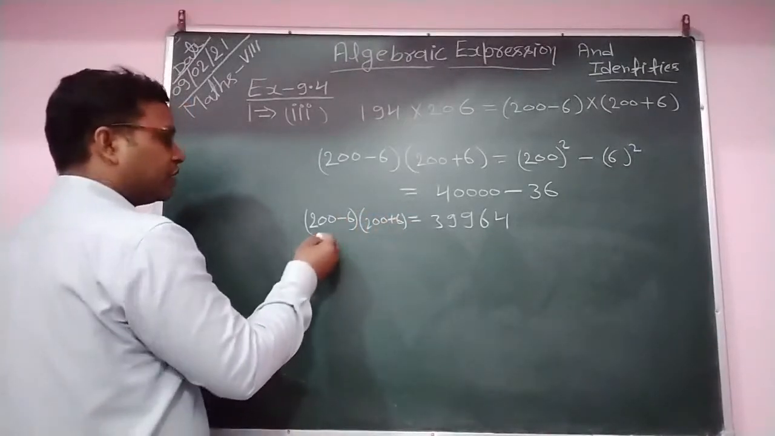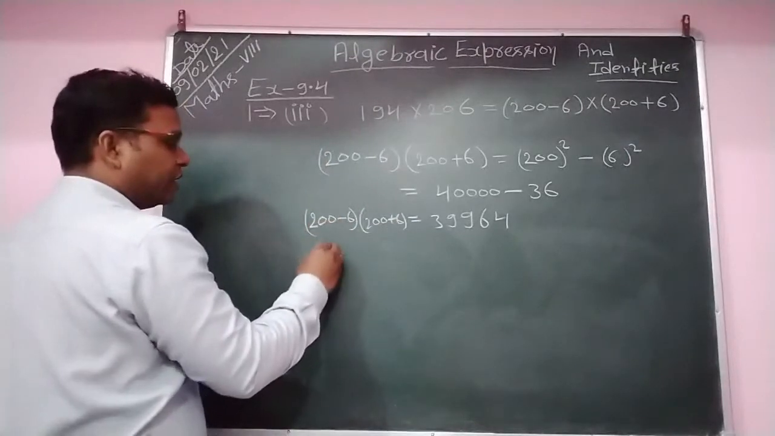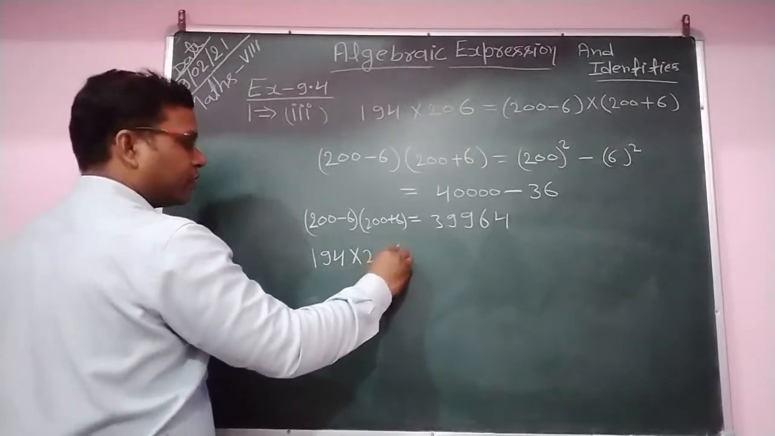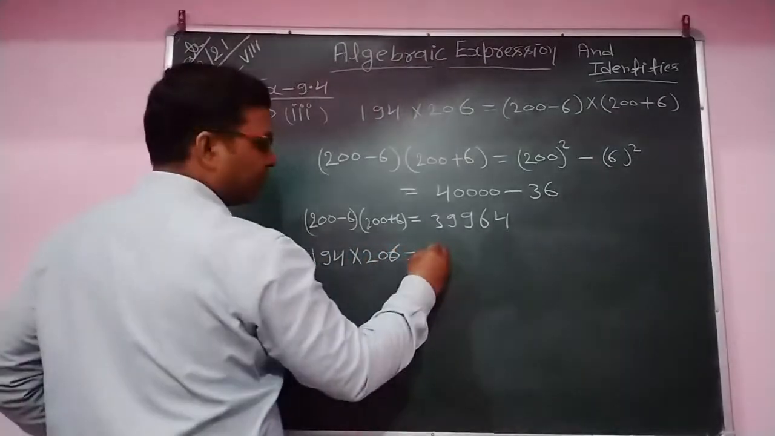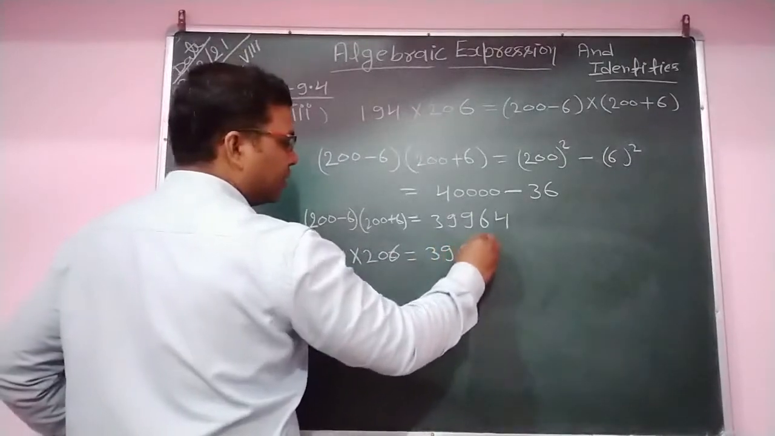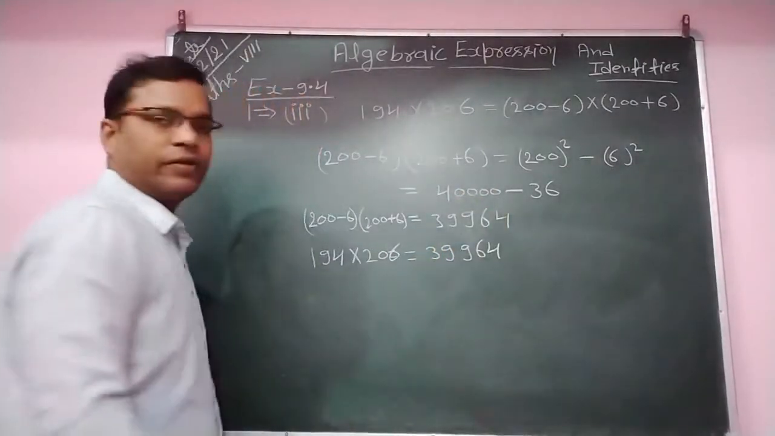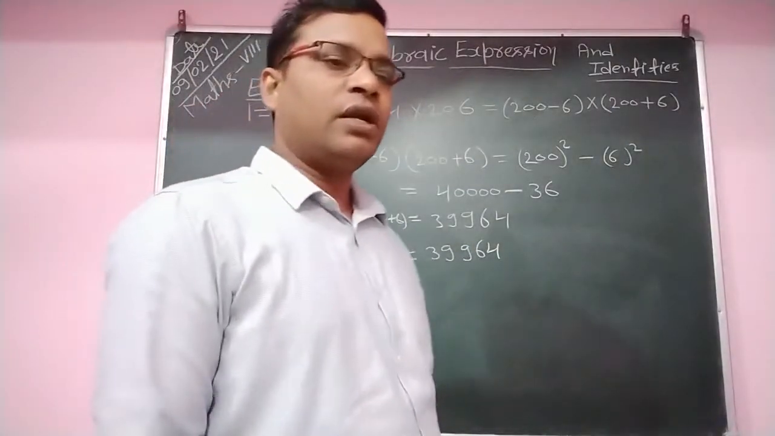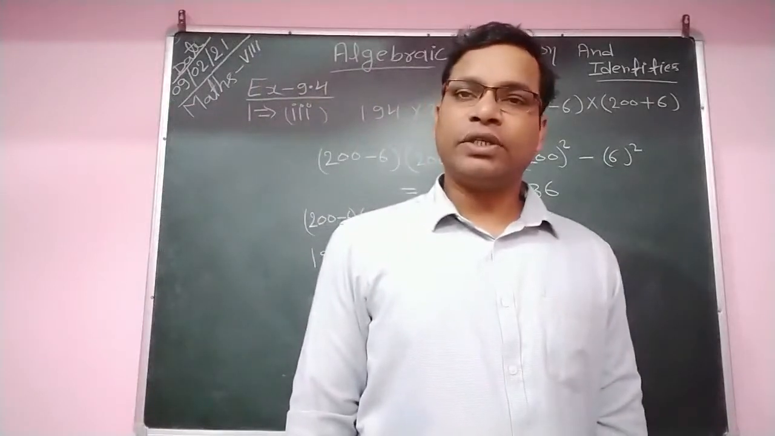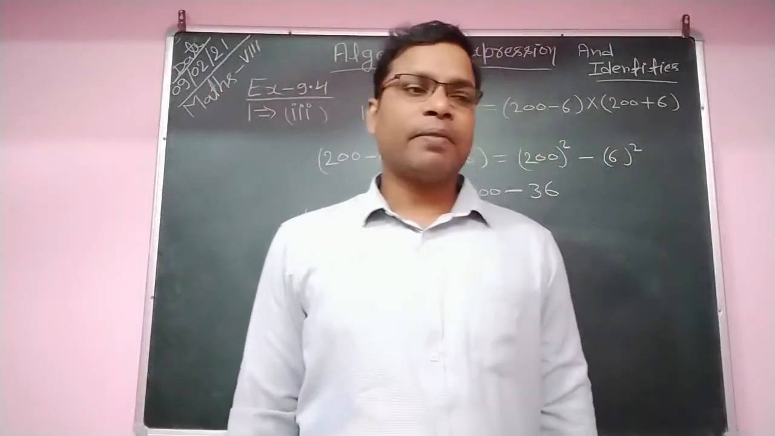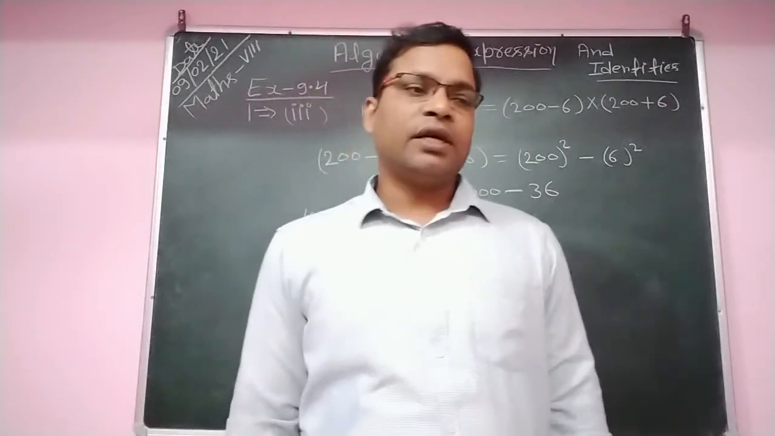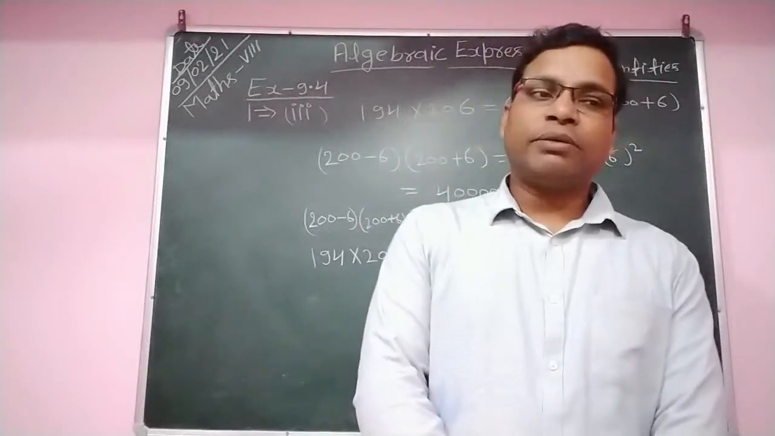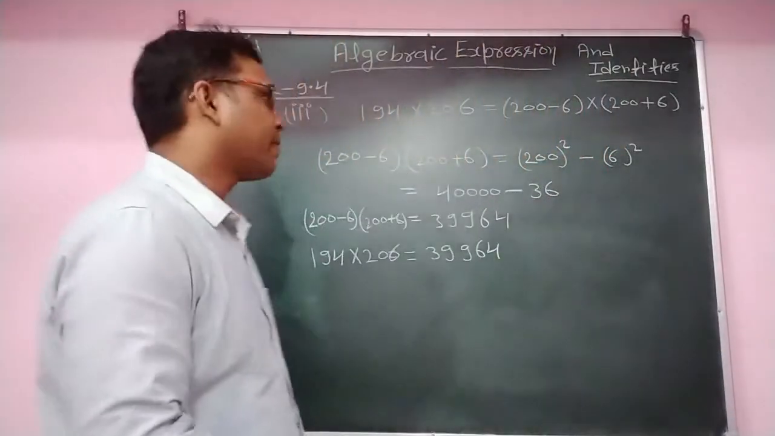So you can see here we get 200 minus 6 into 200 plus 6, or you can say 194 into 206 is equal to 39,964. Okay, this is clear. So student, I hope all of you understood this question. Now the next part of this question is: evaluate by suitable identities the square of 983 minus the square of 70. So let's see how to solve this question.